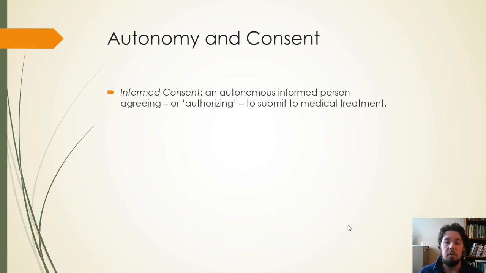So informed consent is this: an autonomous, informed person agreeing or authorizing to submit to medical treatment. So notice that in order for somebody to consent, they have to be autonomous. So by definition, somebody who is not autonomous can't possibly consent to anything. They lack autonomy. What that means is that, say, a child of 5 years old, by definition, can't consent to anything because they're not autonomous. Consent just doesn't come into play at all. Or somebody who is in a persistent vegetative state can't consent to anything because they are not autonomous.